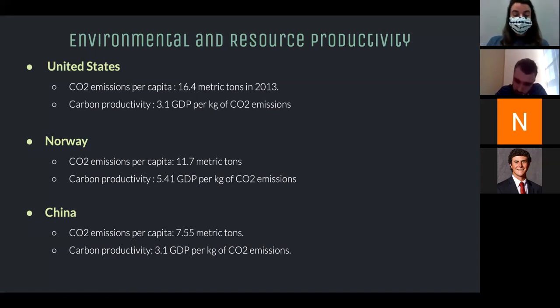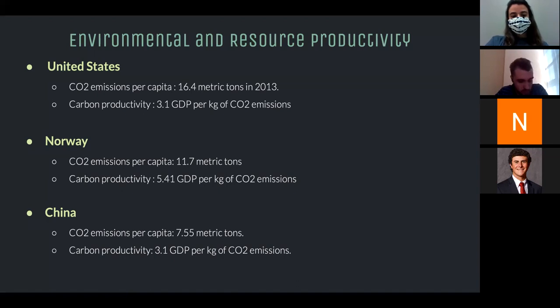And in the same year, their carbon productivity was 3.1 GDP per kilogram of CO2 emissions, while this number was steadily increasing before 2013. In Norway, the CO2 emissions per capita has had a slow gradual increase since 1960, with a very brief, sharp decrease between 1985 and 1990, but then began to increase again afterwards, sitting at 11.7 metric tons in 2013. Their carbon productivity has constantly tried to level out since 1990, with sharp increases and decreases through the years until 2013, where it sat at 5.4 GDP per kilogram of CO2 emissions.